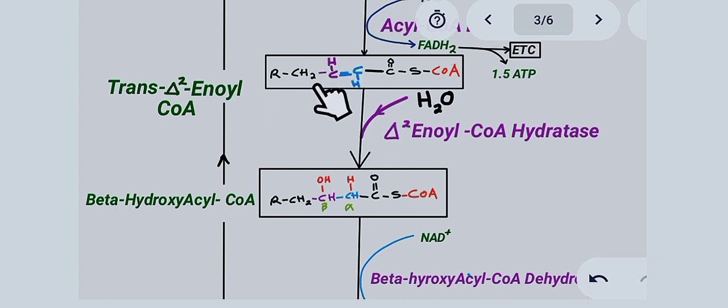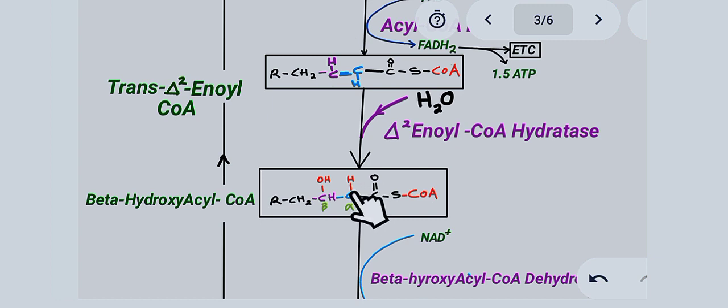So you can see, you compare this molecule to that molecule. Look at the beta carbon. This is the beta carbon. There is hydrogen, there is OH. So that H is coming from H2O. So we are adding water. And look at the alpha carbon.